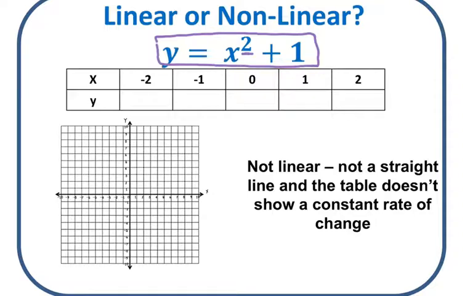We've already evaluated functions and created function tables, so I'm not going to show that again, but if I plug in -2 for x, I get -2 squared, which is 4, plus 1 is 5. -1 squared is 1, plus 1 is 2. 0 squared is 0, plus 1 is 1. 1 squared is 1, plus 1 is 2. And then 2 squared is 4, plus 1 is 5.